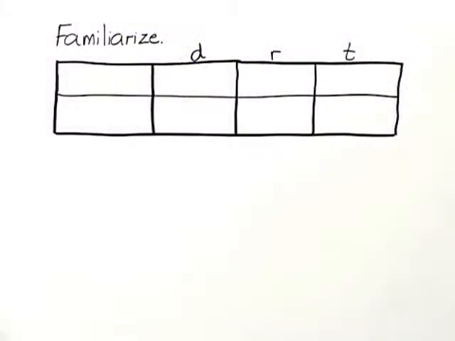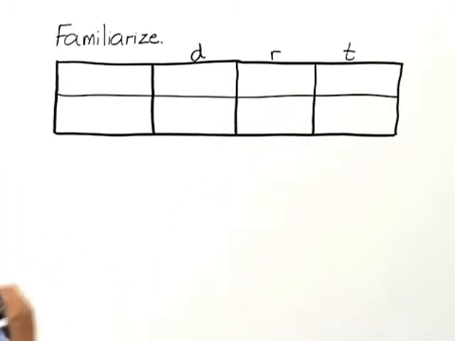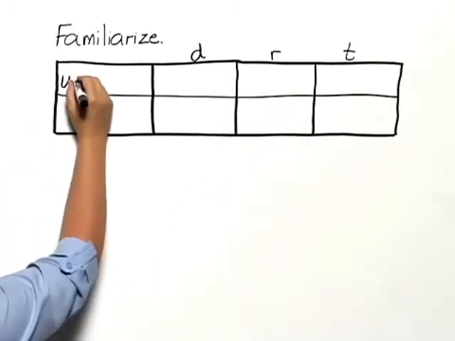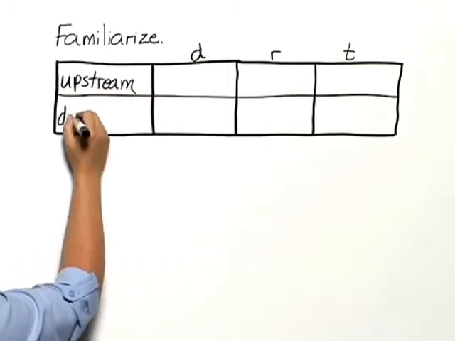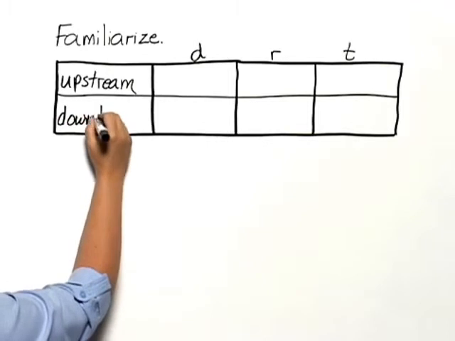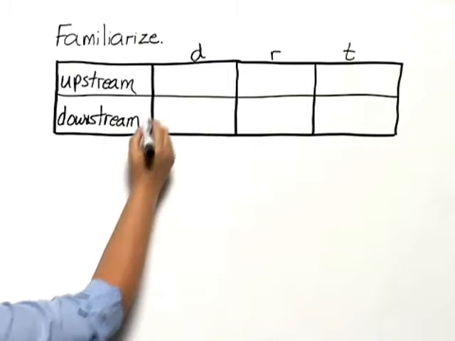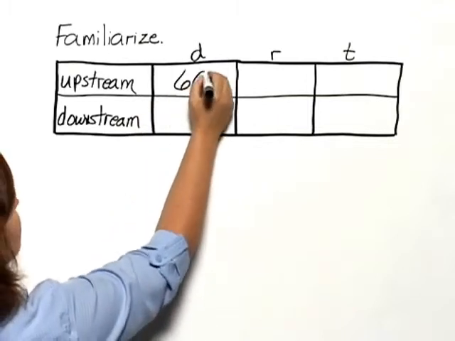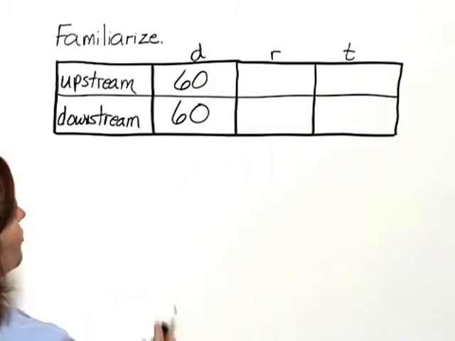This is a motion problem, so to familiarize ourselves with a motion problem, we can organize our information in a chart, and we need columns for distance, rate, and time. And we have two motion situations, upstream and downstream. Now, first of all, we start with what we know. We know that the distance upstream and the distance downstream are both 60 kilometers, so we can fill in 60 for both of those. The rates, well, we know the rate of the stream, the current, but we don't know the rate of the boat.